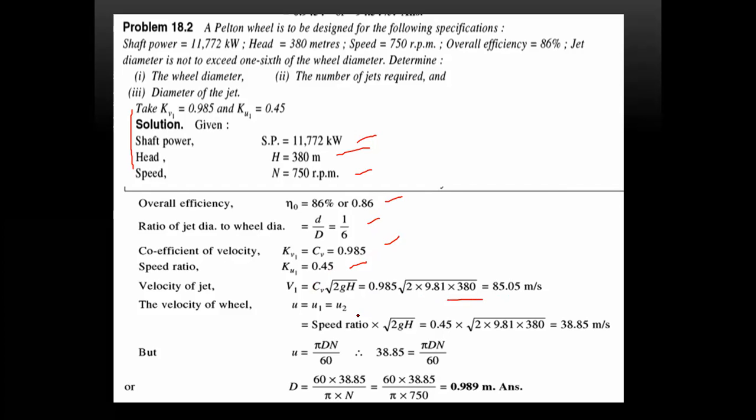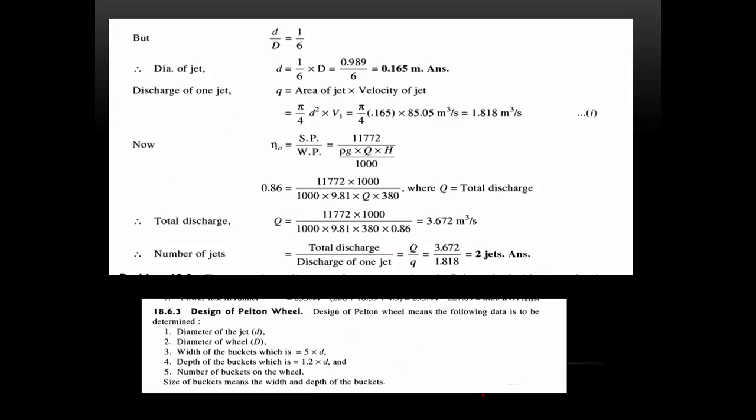The velocity of the wheel U is equal to U1 equals U2. The speed ratio is equal to velocity of wheel, so velocity of wheel is equal to speed ratio into root 2gH. Upon solving this one, we are getting the diameter as 0.989 meter. But we know that d by D is 1/6. So upon solving this one, we get the discharge of one jet. Keeping the values, the overall efficiency is SP by WP, that is this one. Therefore, keep on solving this one, we are getting the total discharge Q is equal to 3.672.